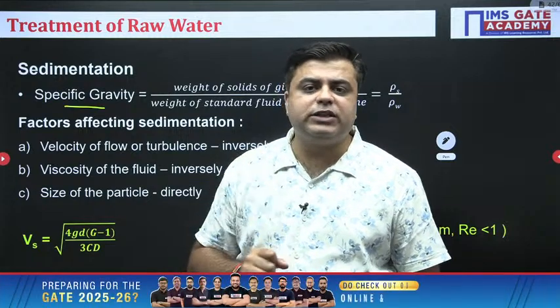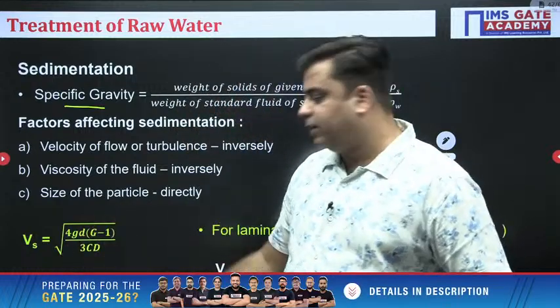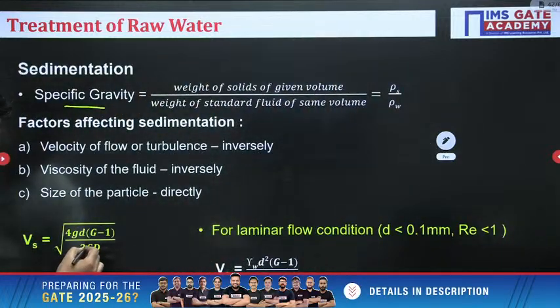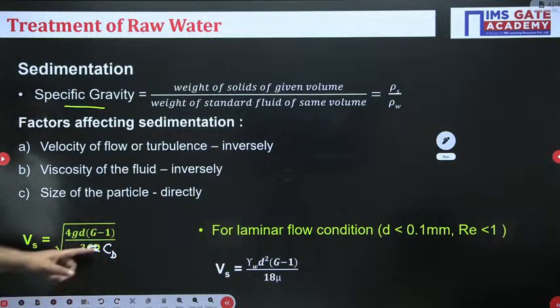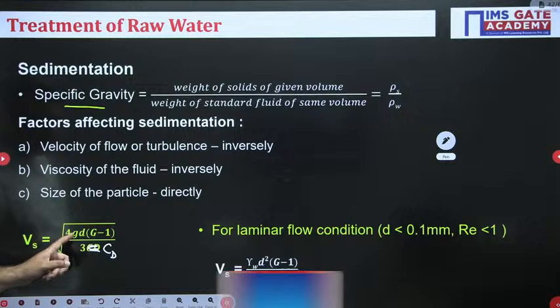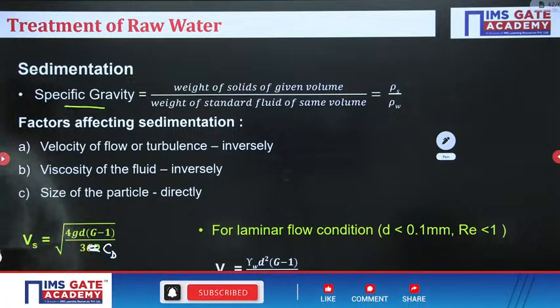The general expression of settling velocity is Vs equals under root 4 by 3 times g d into (G minus 1) upon CD, where CD is the coefficient of drag, g is the acceleration due to gravity, d is the size of the particle, and G is the specific gravity of the solids.